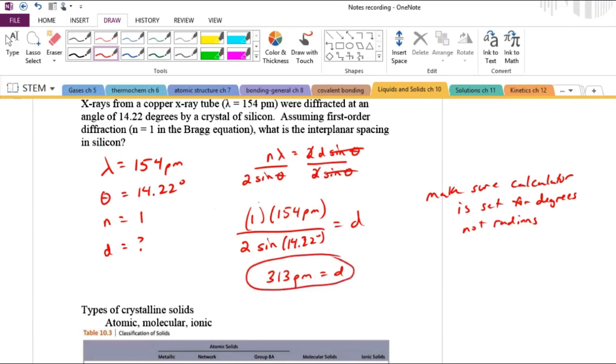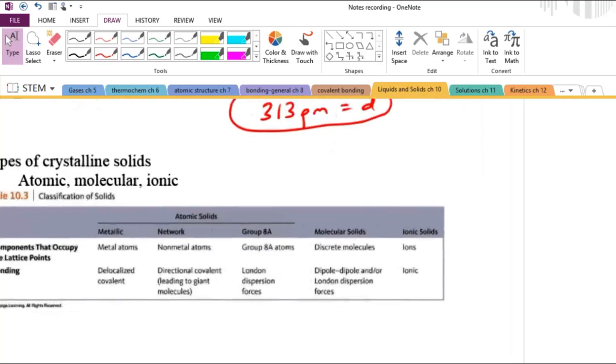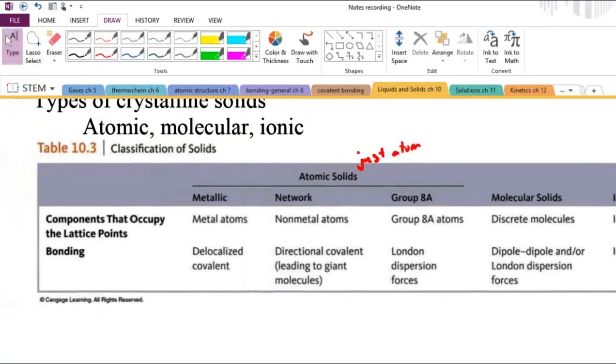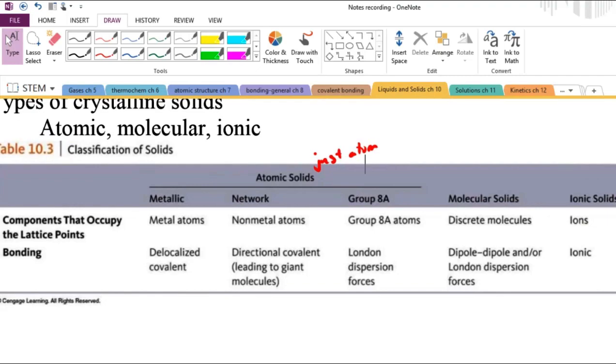Now we can have different types of crystalline solids. We can have atomic solids, which would be just a single atom. So those can be metallic, network, or group 8A, which are the noble gases. We can have molecular solids, and we can have ionic solids.